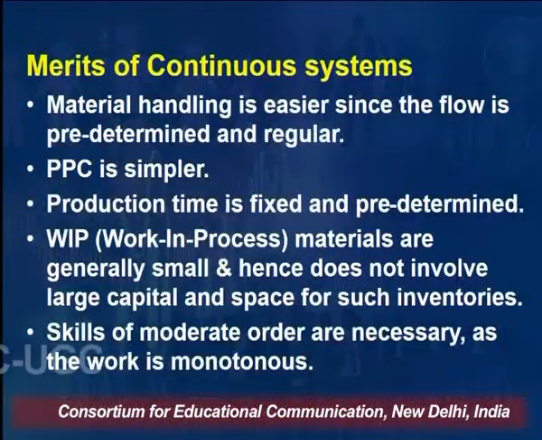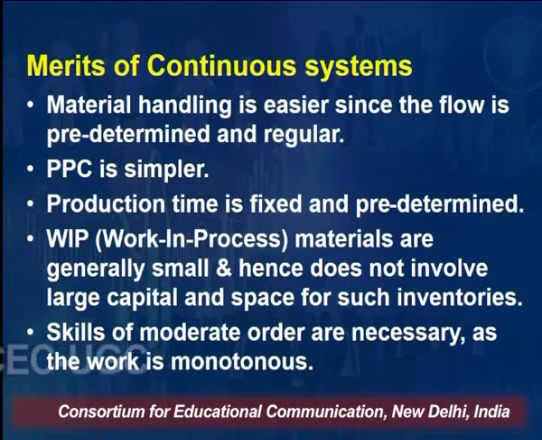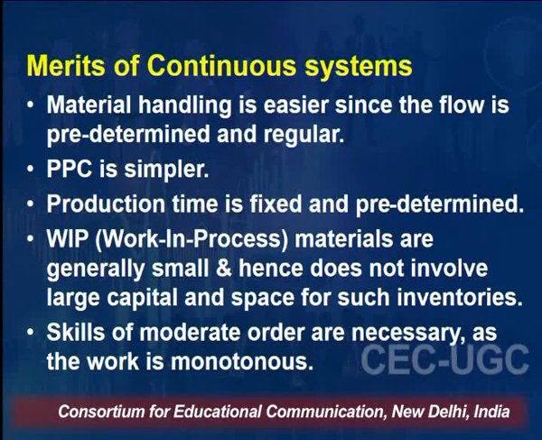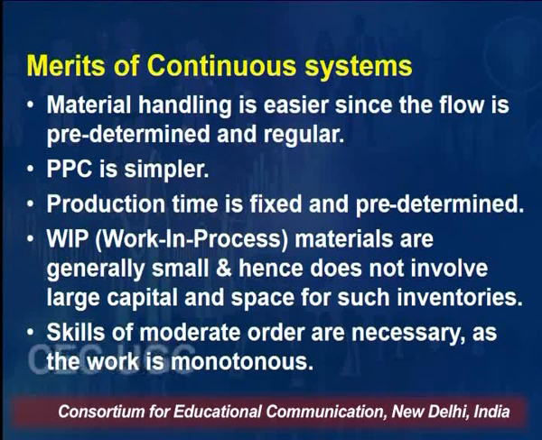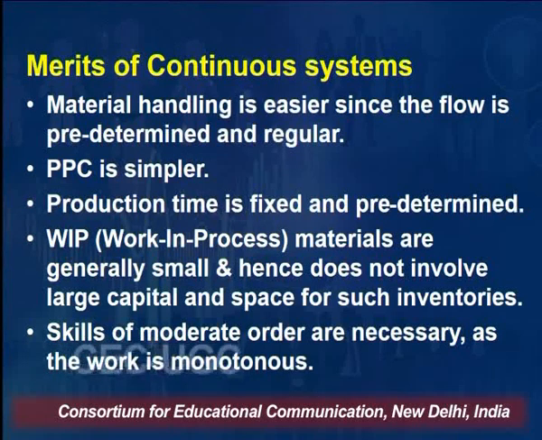What are the merits of continuous systems? Number one, material handling is easier since the flow is predetermined and regular. Production planning and control, PPC, is simpler. Production time is fixed and predetermined. WIP, that is work in process materials, are generally small and hence do not involve large capital and space for such inventories. Skills of moderate order are necessary as the work is monotonous.